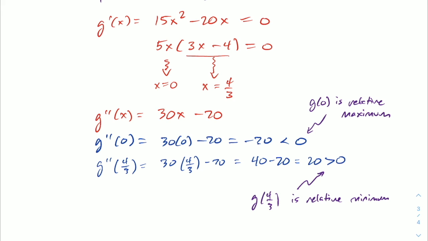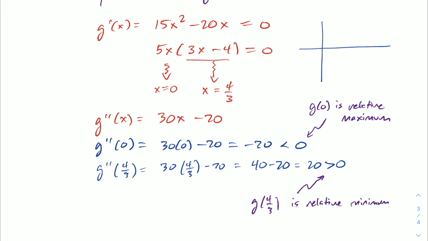If we sketch this function, we can see why this is the correct result. So you can see we have a local max at 0 and a local min at 4/3.